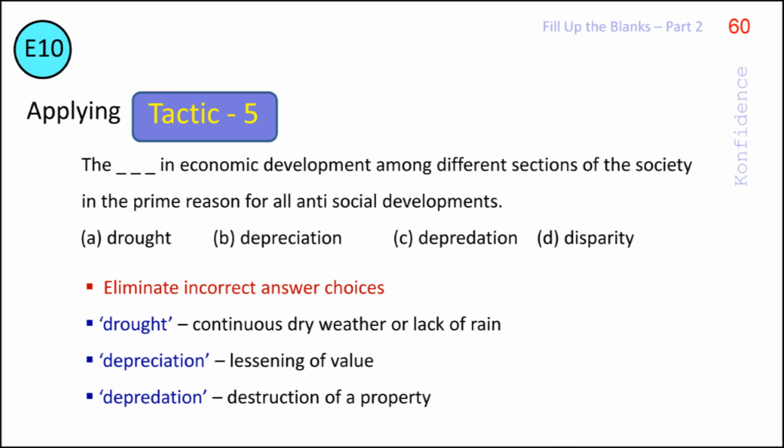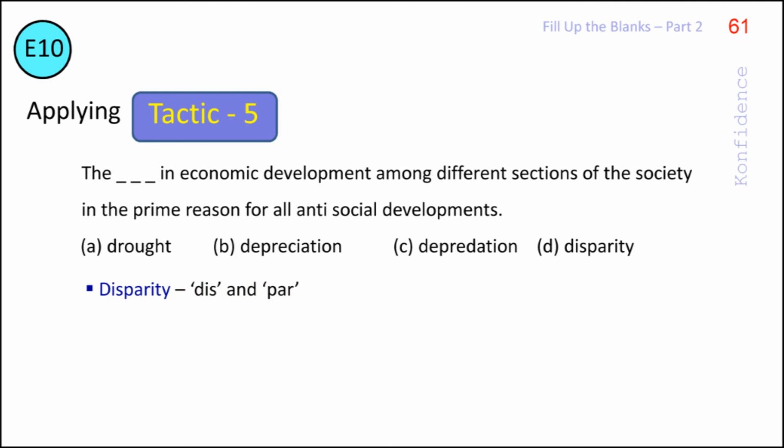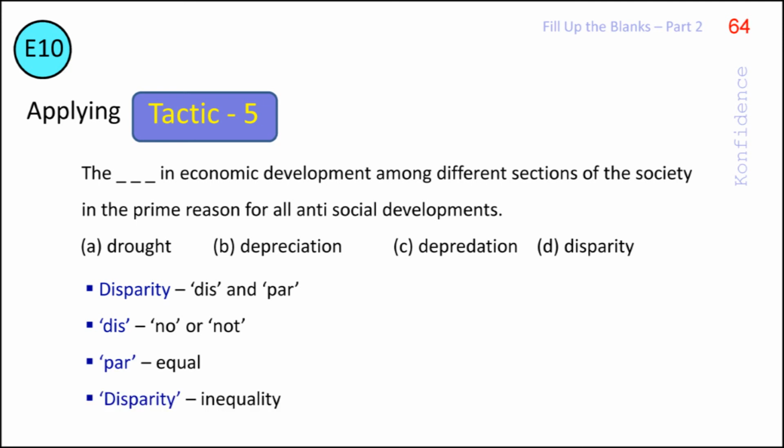The next word is disparity. Imagine that we do not know the meaning of any of these answer options. So we decide to apply the breaking strategy. But we do not know how to break the first three words. So let us try the last one, disparity. We can break it into dis and par. Dis is a prefix which means no or not. Par means equal. So disparity means inequality. This word has a negative tone and it perfectly fits in the blank. Hence, option D is the answer.